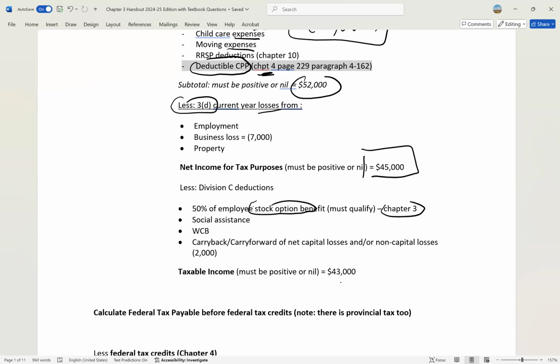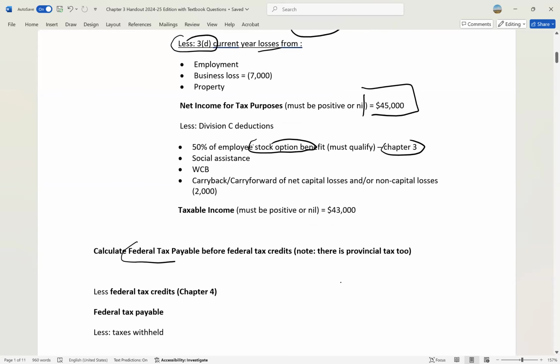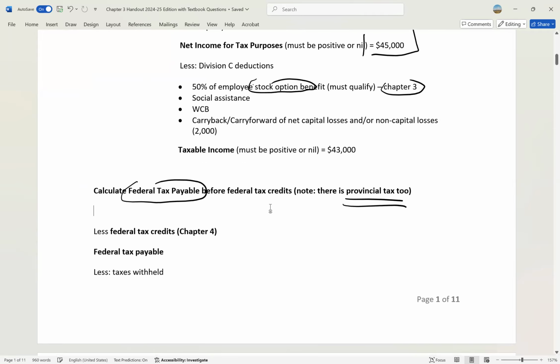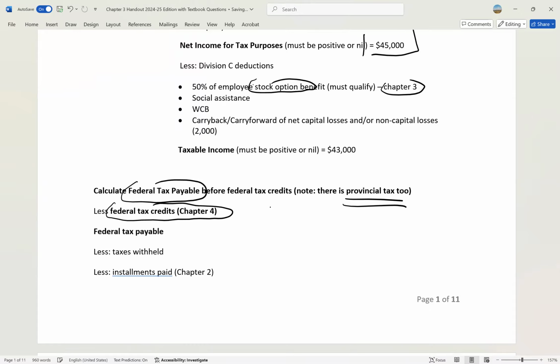Now, once you calculate taxable income, you calculate your federal and provincial tax payable. Now remember, there's provincial tax too, but because the provincial tax rates vary from province to province, we're just going to focus on federal tax payable. And remember those rates tables we looked at last week? You would just use those rates tables to calculate your federal tax payable. After you calculate your federal tax payable, then you look at whether there are any tax credits that you qualify for. We'll see that in chapter 4. That will reduce your overall federal tax payable.